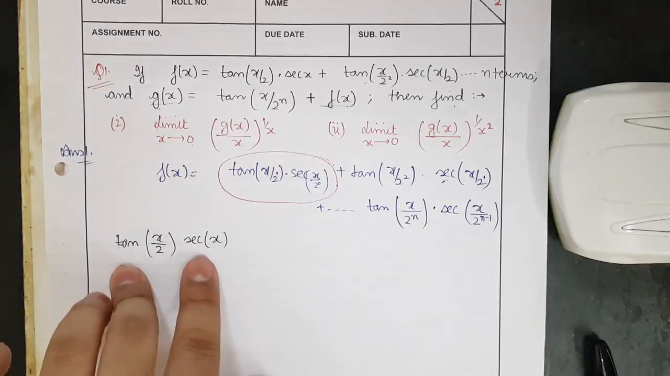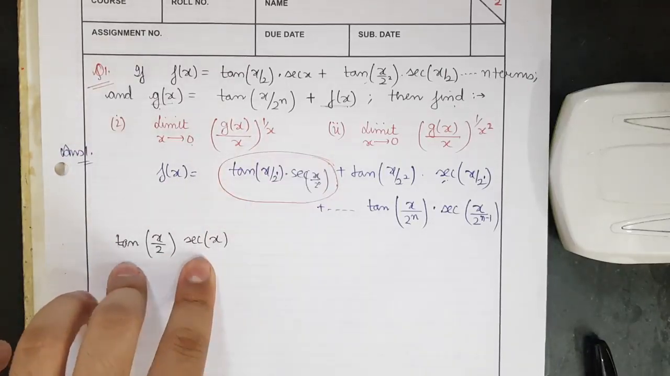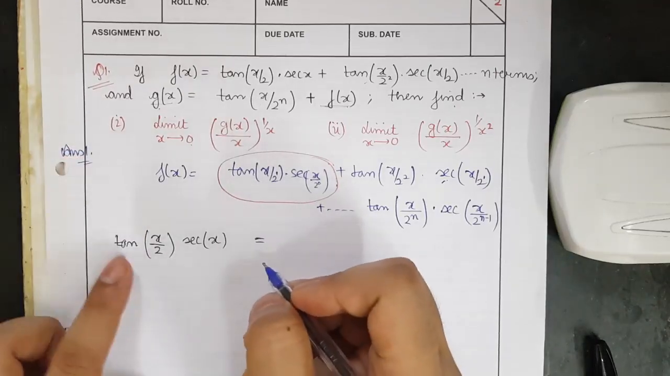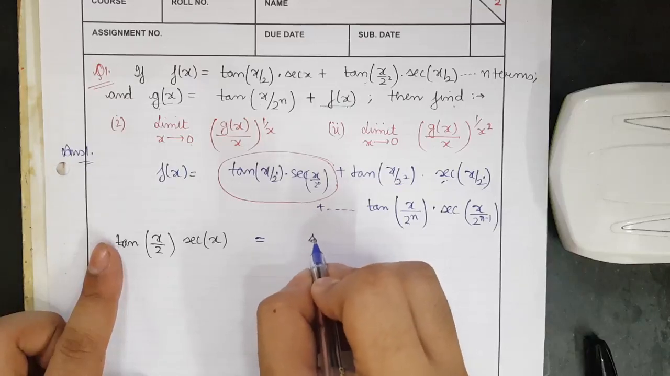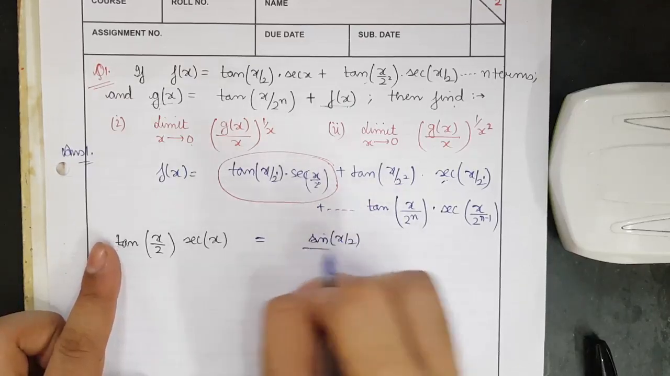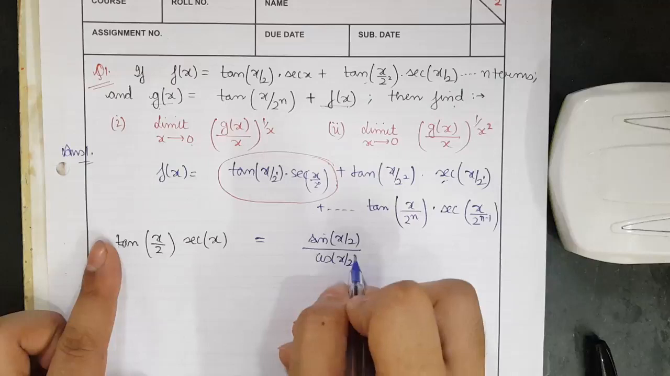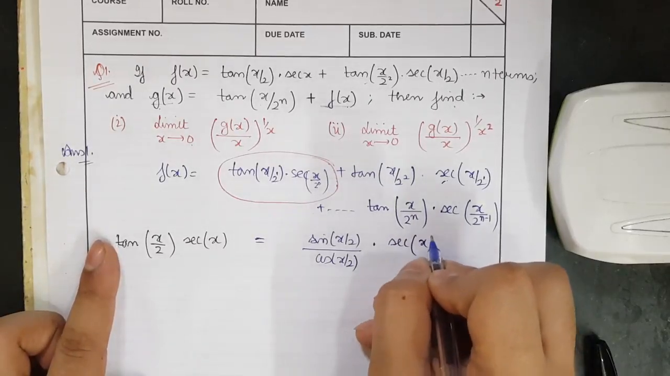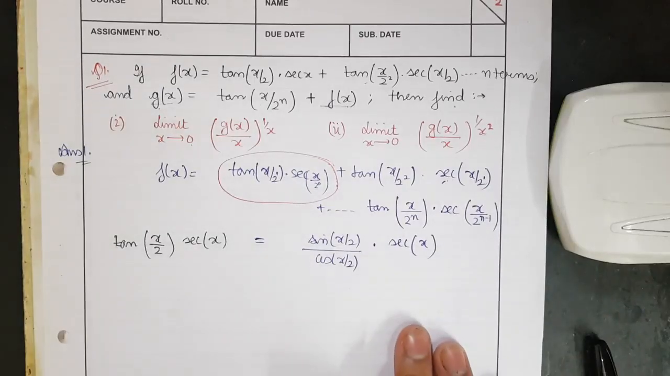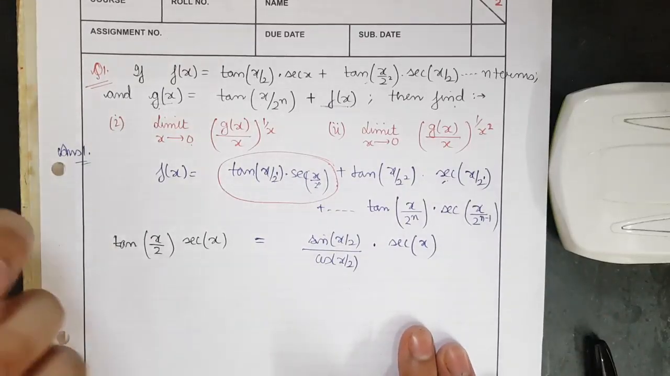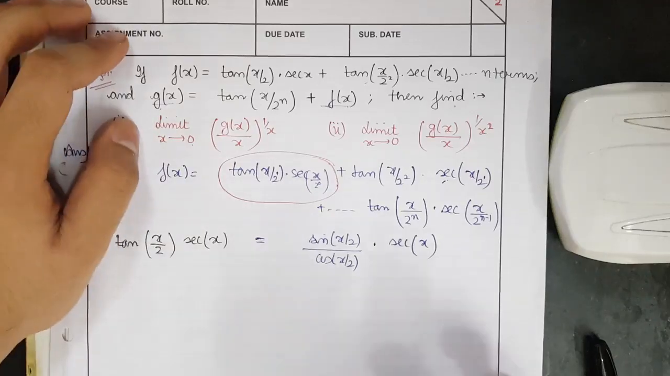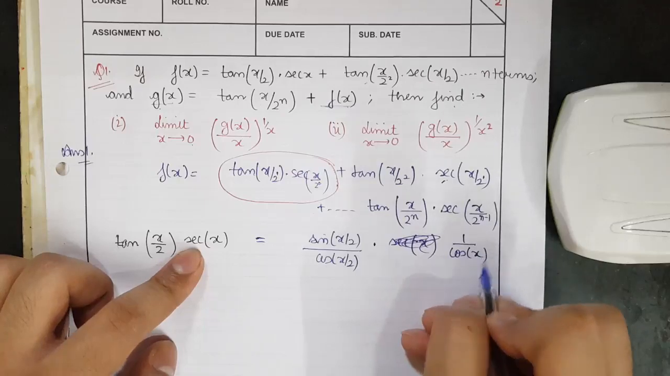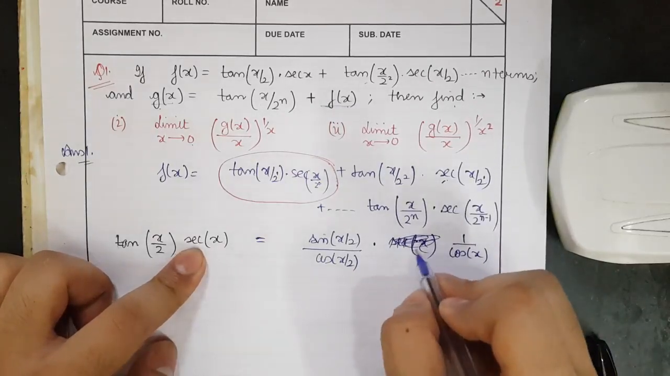So tan x by 2 into sec x, the first term which is shown in red here, we have written it here. Okay, now we can see that the tan x by 2 can be written as sin x by 2 upon cos x by 2. Remember one thing for the trigonometry chapter also, that whenever tan, cot is creating a problem, try to convert them into sin and cos, because that will eventually make the question easier for you. And similarly the sec x which is written here can be written as 1 by cos x.